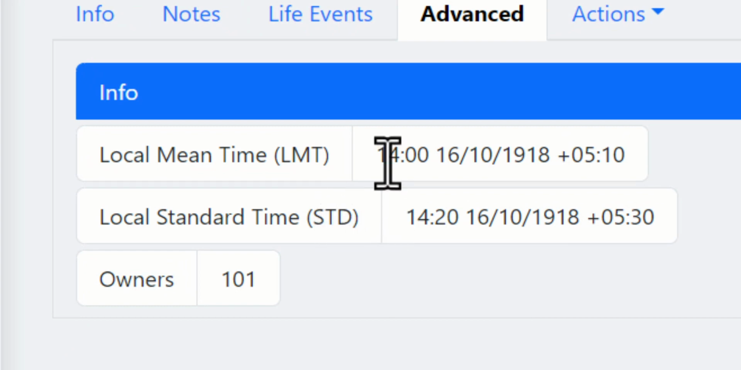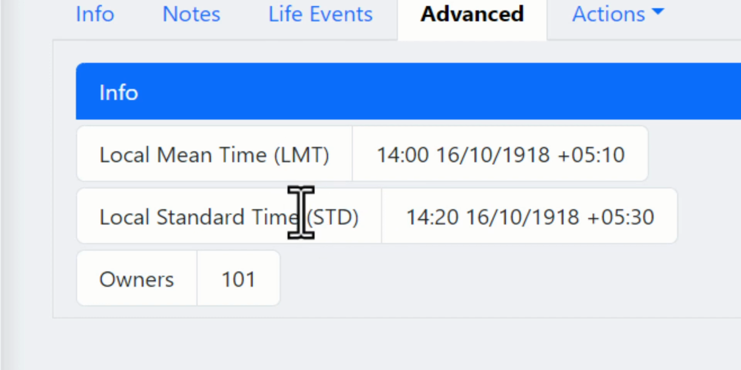So local mean time, let's take a closer look at what it is. Notice how the standard time is 20 minutes ahead for the hour and the minute. So it's 20 minutes ahead, and then the date, the month, and the year stay the same, and for the offset we have 20 minutes back. So you can see here that the offset for the standard time is 5:30, minus 20 minutes, and you have 5:10 offset for the local mean time. So it shows you the relationship between local mean time and standard time.